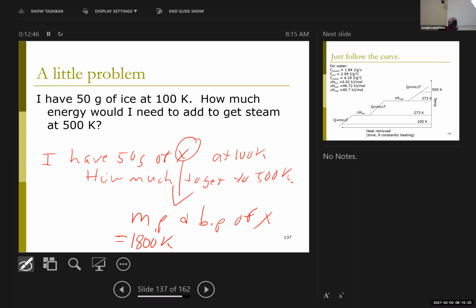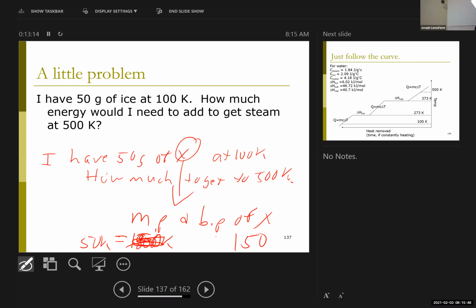Well, there's only one thing going on here. X is heating up. There's no phase change, and X is a solid the whole time. On the other hand, if the melting point of X is 50 and the boiling point is 150, right? Well, now I've got two things going on. I start at 100, which is between 50 and 150.